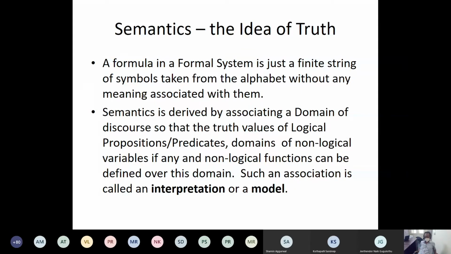Now we come to the concept of semantics, the idea of truth.